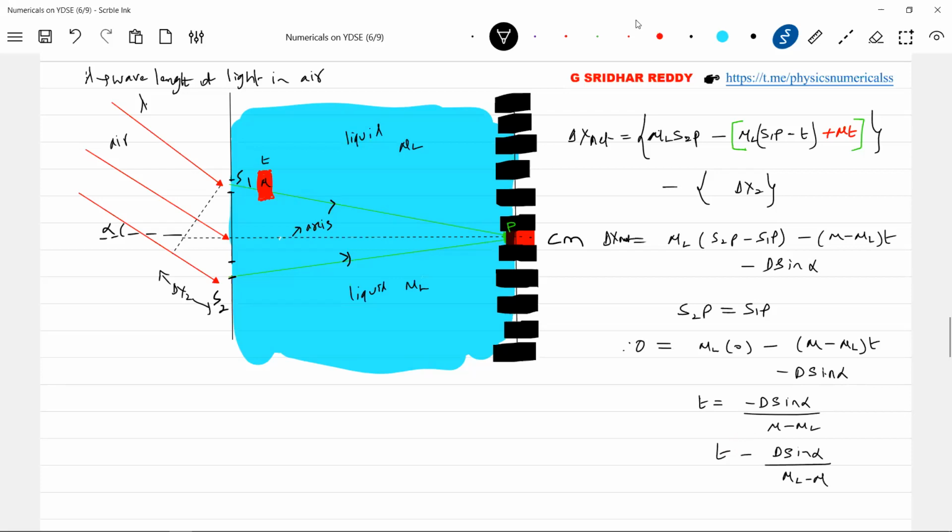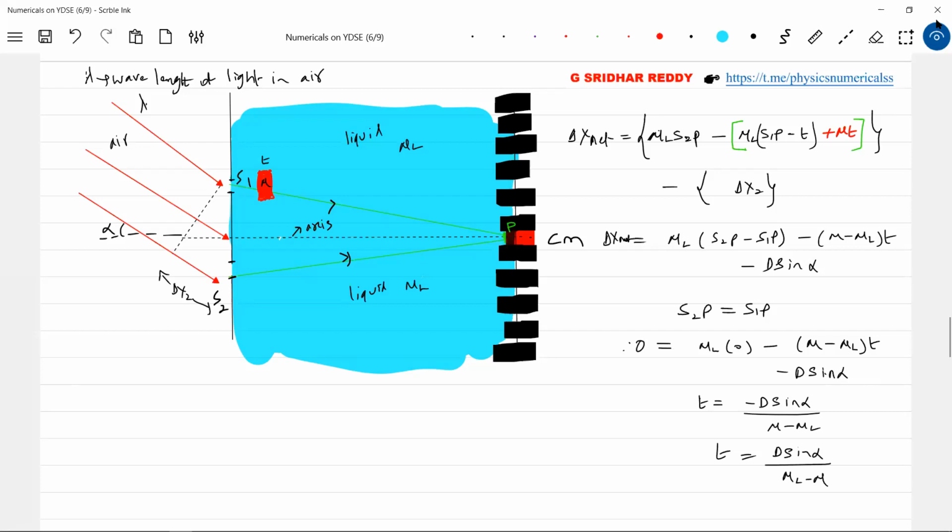Check once all the conditions. Okay, fine. So these are some ways of writing the equations, where the beam of light illuminates the slit at an angle alpha with the axis. Then I fill up some liquid between the slit and screen. Then what should be the thickness of the slab and where should I place it, so that the central maximum is here?